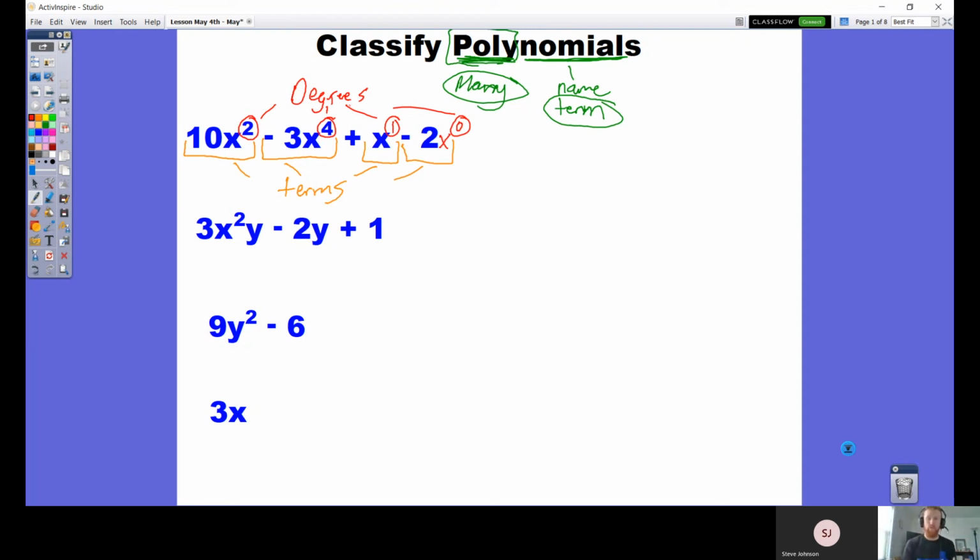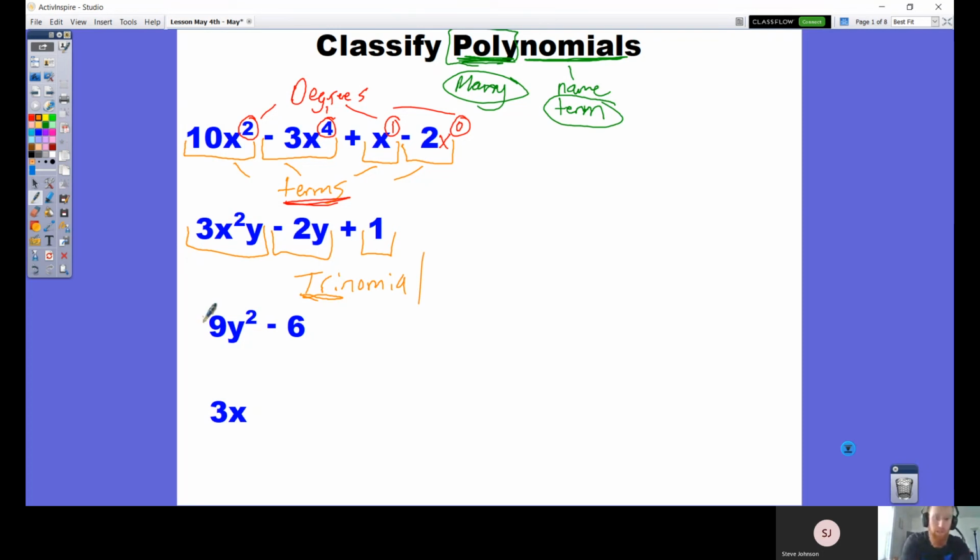All right, so now there's more to this. We actually have multiple names as we classify these polynomials. When you have 4 or more terms here, you just call that a polynomial. But if we're talking about the number of terms, here we have 1, 2, 3 terms. That's actually what we call a trinomial, because it has 3 terms.